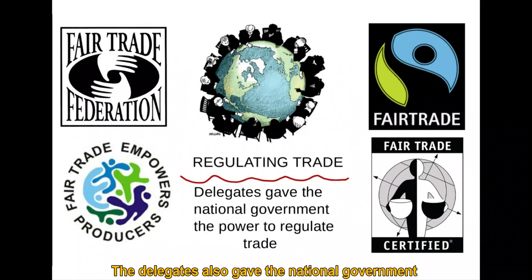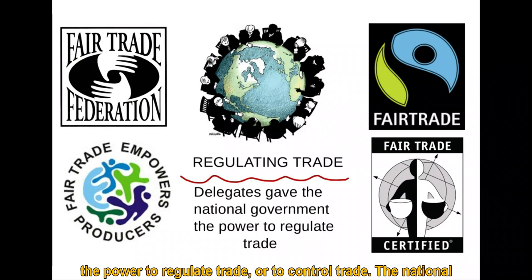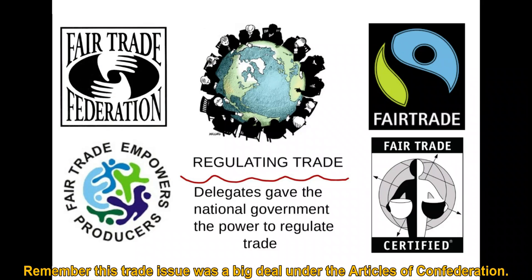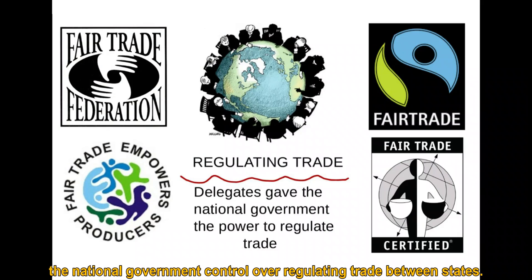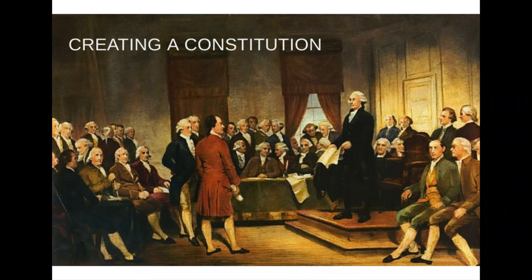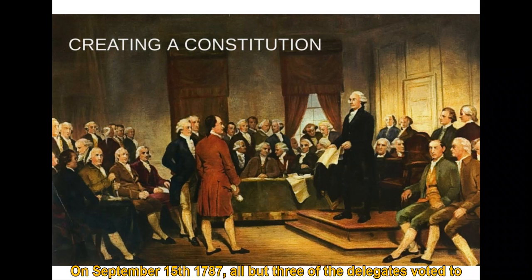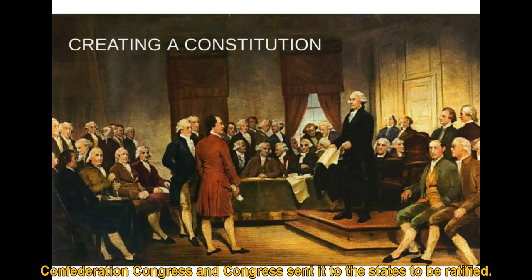The delegates also gave the national government the power to regulate trade, or to control trade. The national government could pass laws on how goods could be exported. Remember, this trade issue was a big deal under the Articles of Confederation. The delegates didn't want that to continue to be a problem, so they gave the national government control over regulating trade between states. On September 15th, 1787, all but 3 of the delegates voted to support the Constitution in its final form. Washington sent it to the Confederation Congress, and Congress sent it to the states to be ratified.